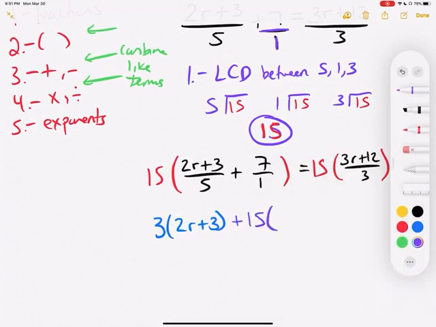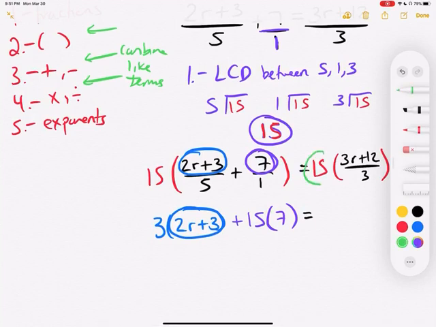And I have to keep the top of the fraction again, 7. So originally I kept 2r plus 3, that's the first fraction. Okay, now the second fraction, that's a 7. I'm also going to keep it in here. 15 times 7. And the same thing is going to happen on the right side of the equation.